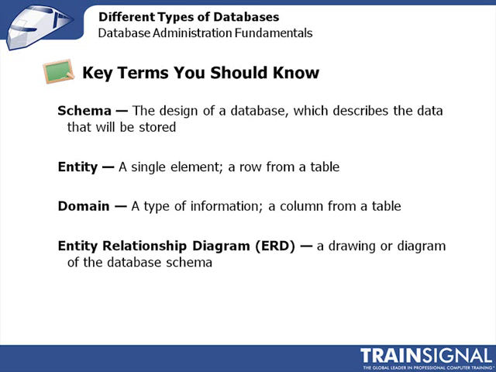A domain is a type of information, or more commonly considered, a column from a table. So within the type of entity for a student, we would have domains like the first name, the last name, the city, the mailing address, the state, and so forth. And again, that ERD, or entity relationship diagram, is a drawing or diagram of the database schema, showing us all of the entities, usually as boxes, and within each entity, showing individual rows or lines to show us the domains of data that we're tracking for that particular entity.